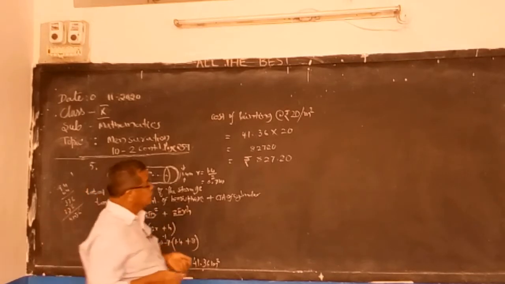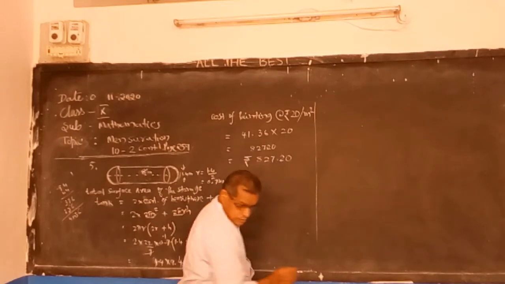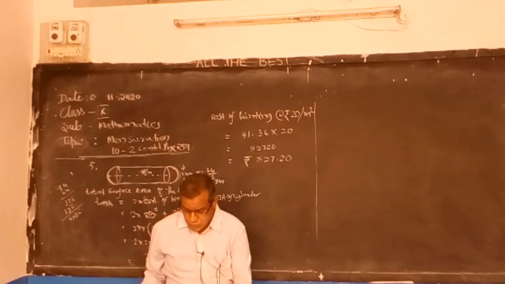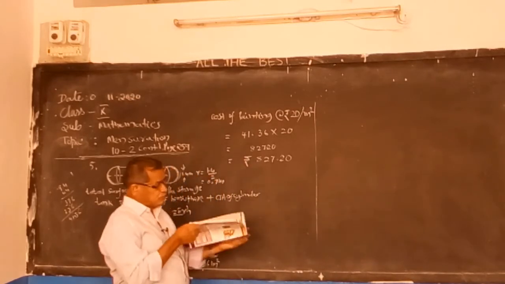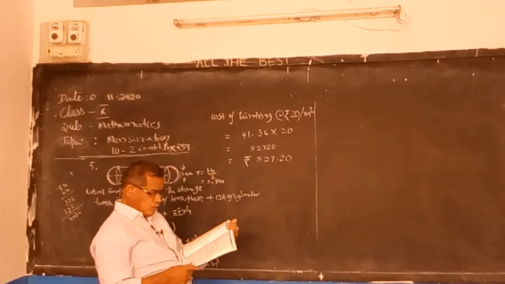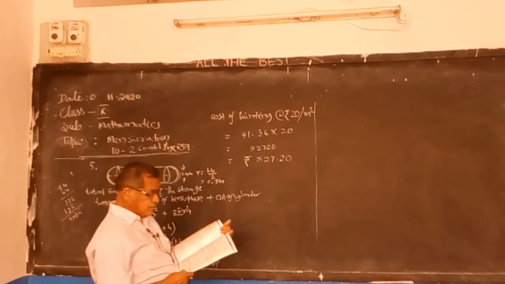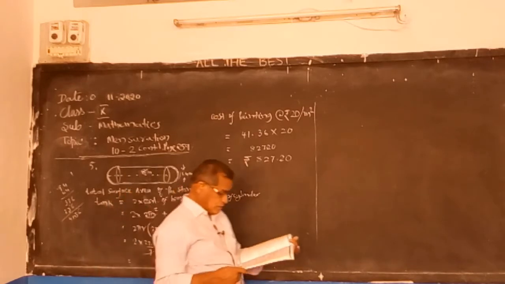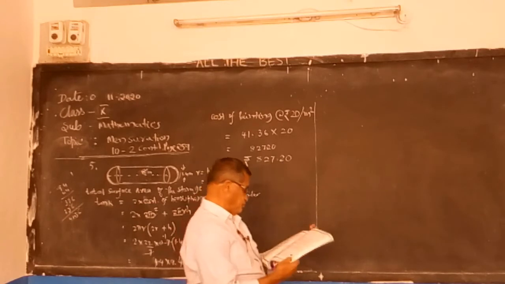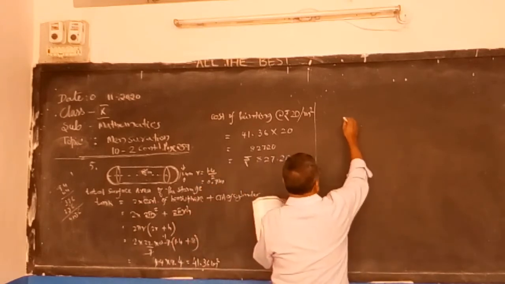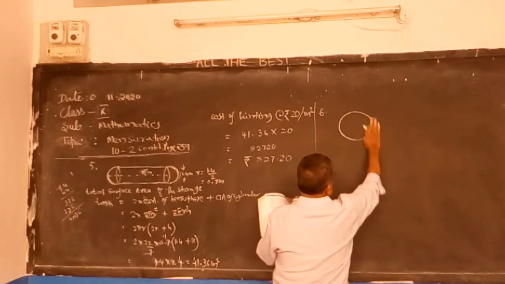Next, sixth problem. A sphere, a cylinder, and a cone have the same radius and same height. Find the ratio of their volumes. First, sphere. Sixth question. A sphere.